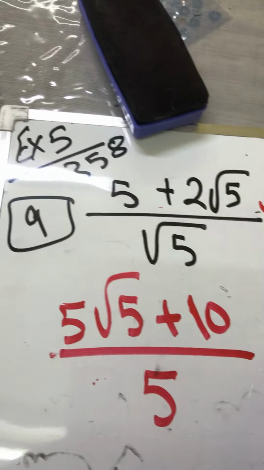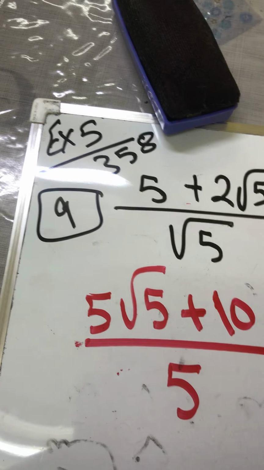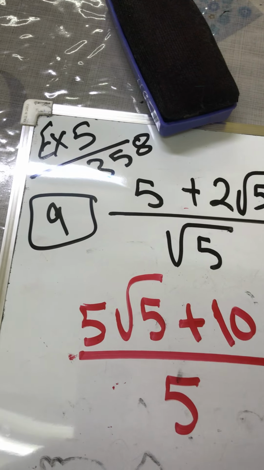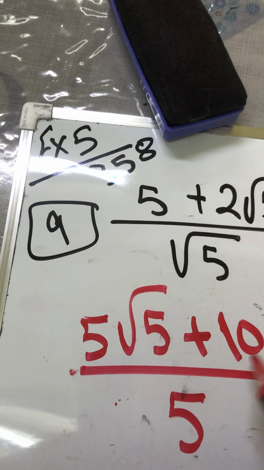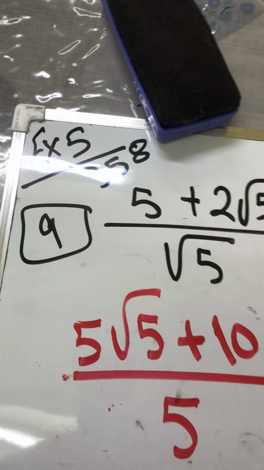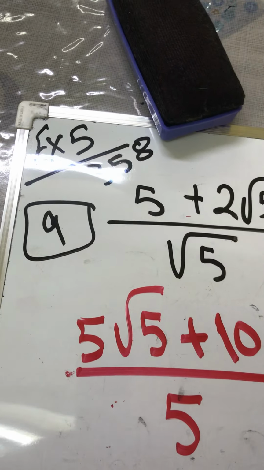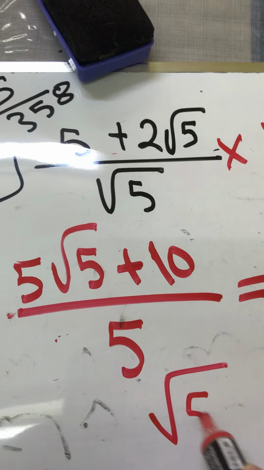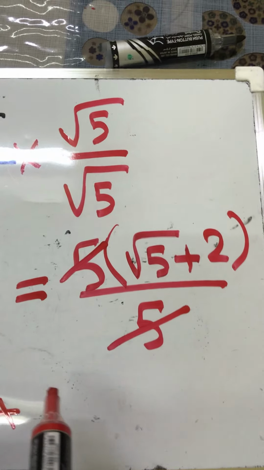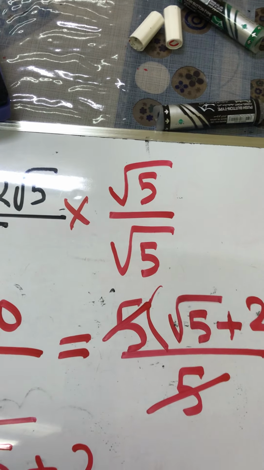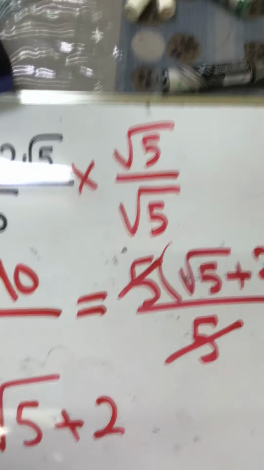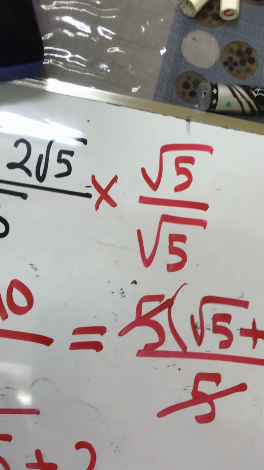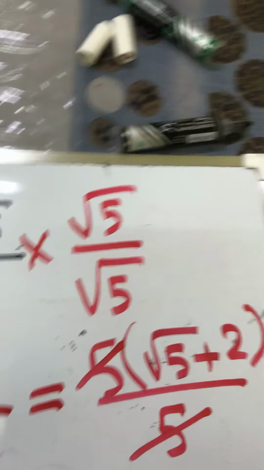Okay, now I'll take 5 as a common factor up. So what's left? Just square root of 5 plus here 10 divided by 5 equals 2, like this, over 5. Now I can cancel 5 with 5. So the answer is square root of 5 plus 2, like this. Okay, this is number 9.